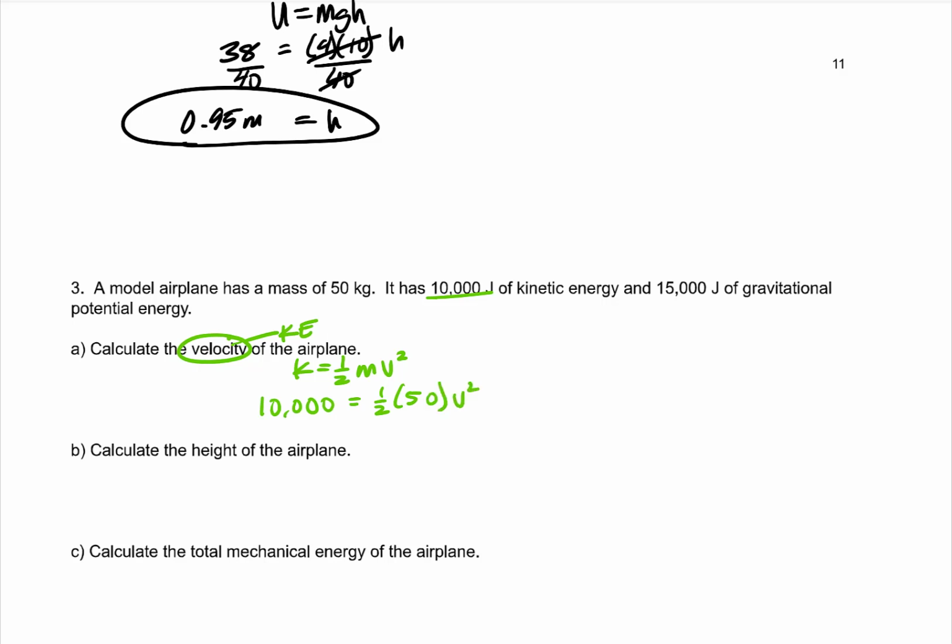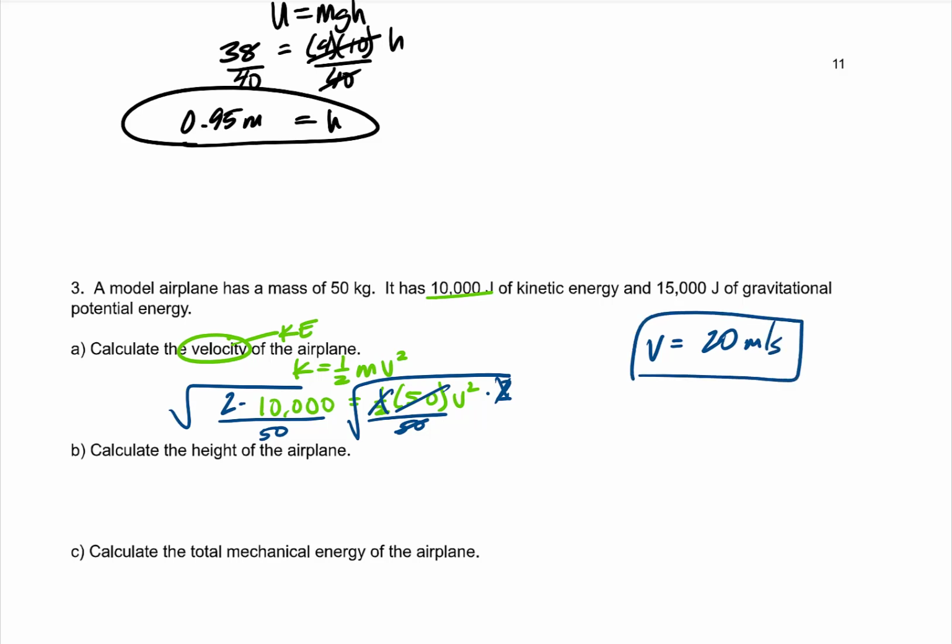I'm solving for velocity. We're going to multiply both sides by 2, which gets rid of the 1/2. We're going to divide both sides by 50, which gets rid of the 50, and then we're going to square root both sides because it gets rid of the square. When we do that, our velocity comes out to be 20 meters per second. That's our velocity.